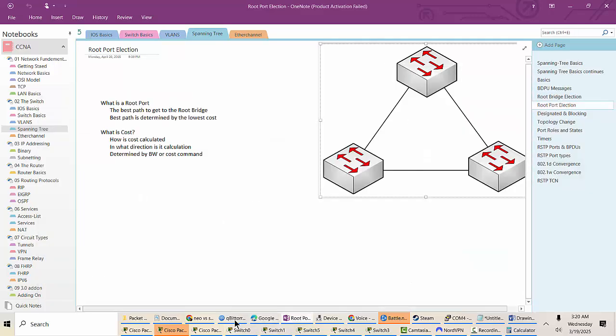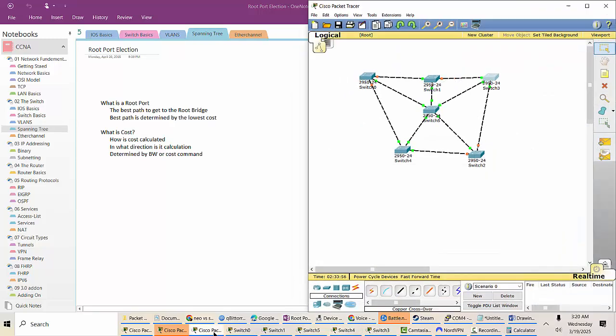If I go back to the topology, these cost values are determined by the speed of the link. Spanning tree, by default, creates a default value for 100 megabits, 10 megabits, 1 gig, 10 gigs. Now, if 10 gigs is 1 and you have a 20 gig link, you can manually go into spanning tree and change those cost values. So it's not written in stone.